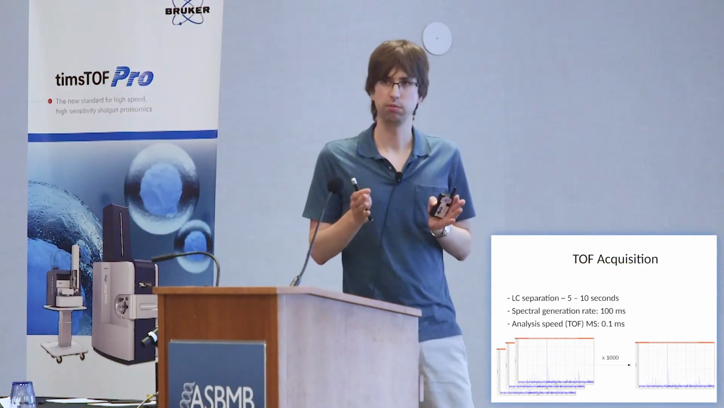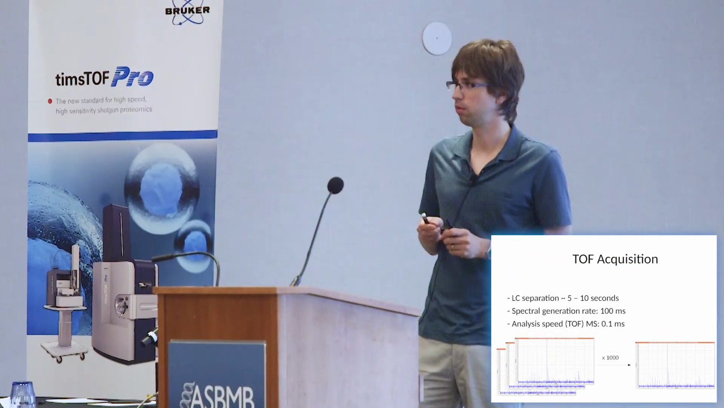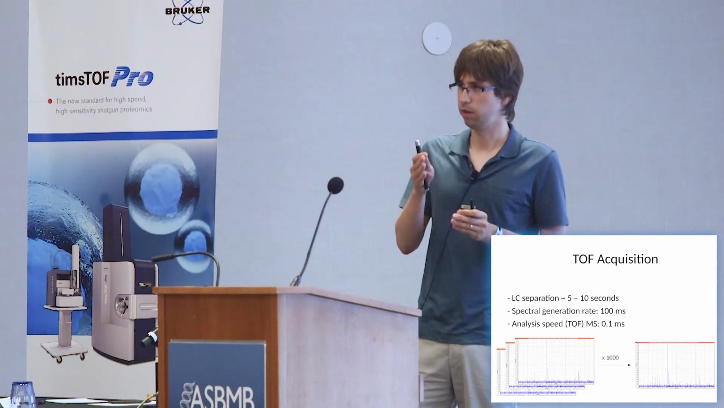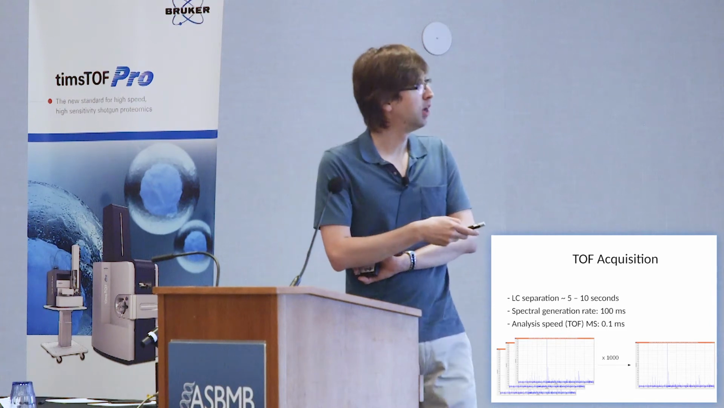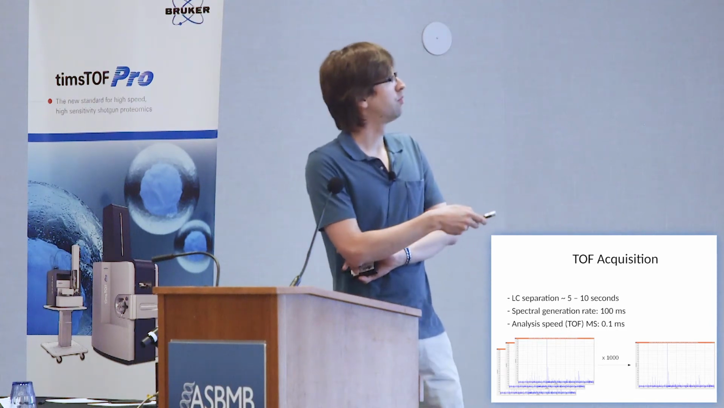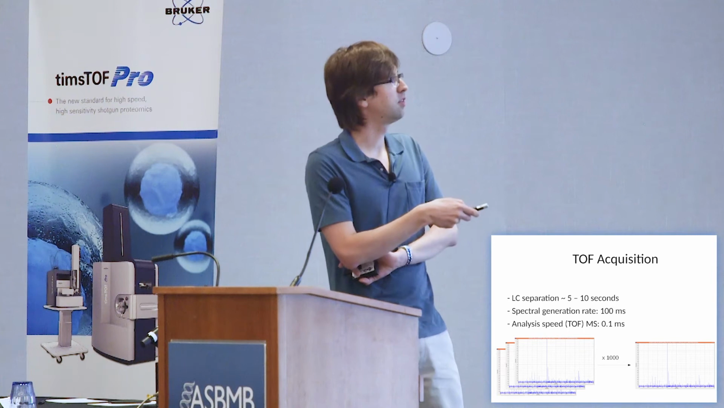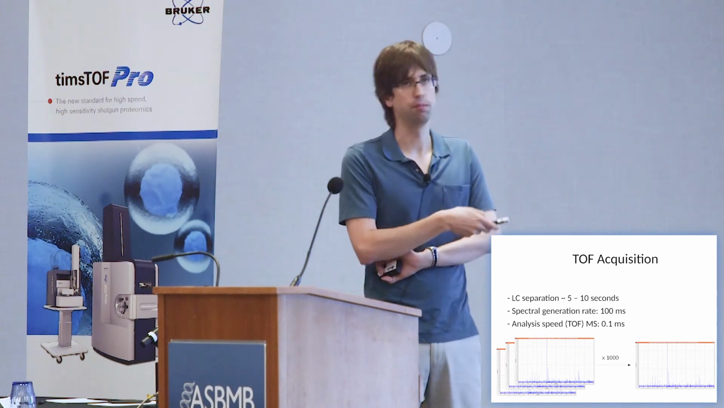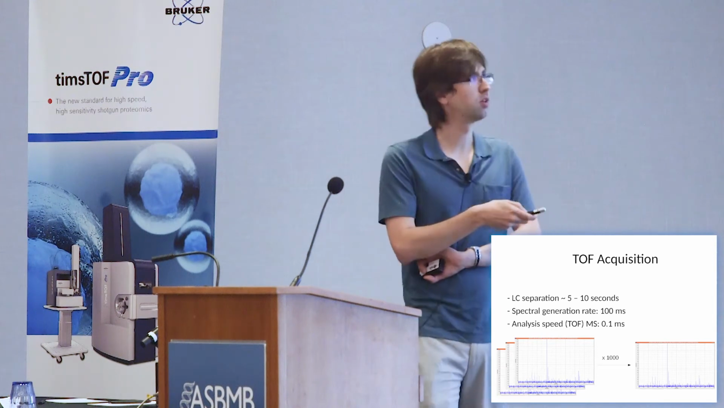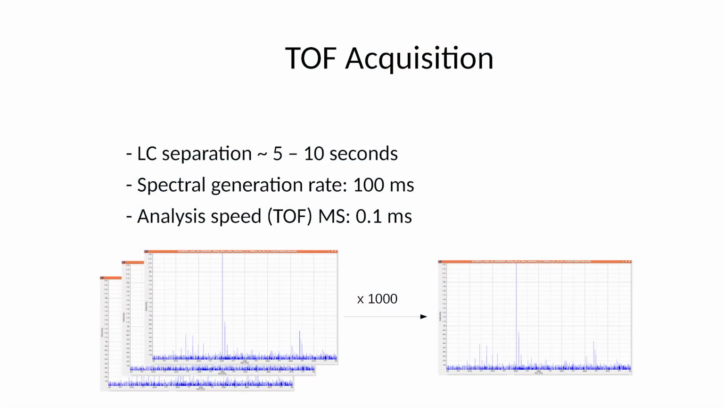So usually you would want to have a cycle time of about 3 seconds to capture eluting fragment ions between 7 and 10 times. However, what we of course realized is that the analysis speed of a TOF is much, much faster than the required 100 milliseconds, right? The analysis speed of a TOF is on the order of 0.1 milliseconds.